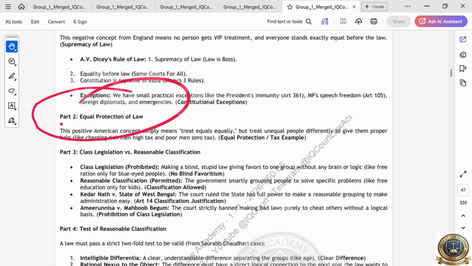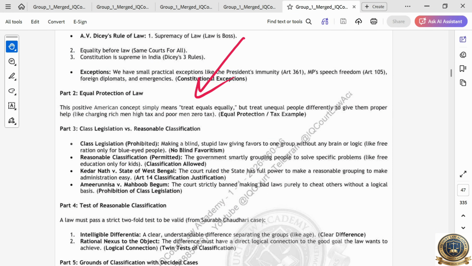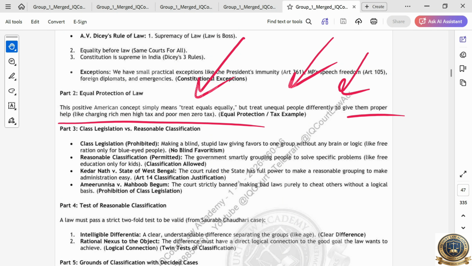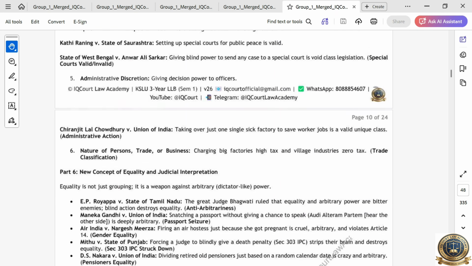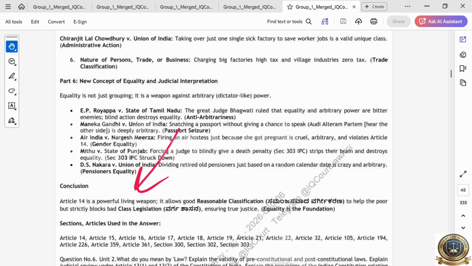So equal protection of law means treat equals equally, but treat unequal people differently to give them proper help, like charging a rich man high tax and a poor man zero tax. See, all these things, case laws, everything you have to write. In the conclusion, you have to write Article 14 is a powerful living weapon. It allows good reasonable classification.